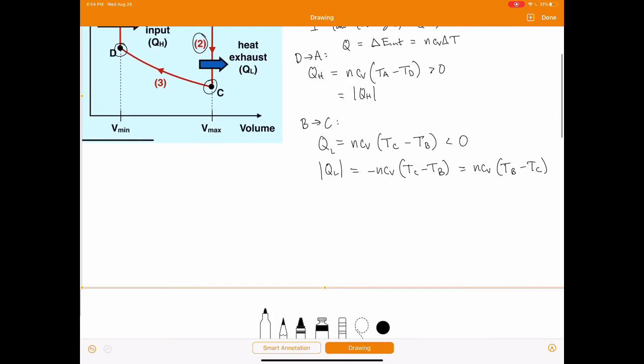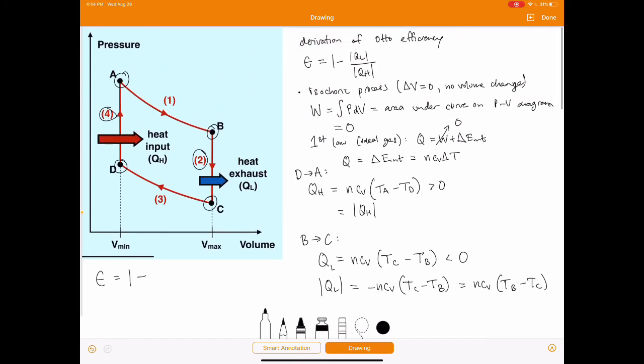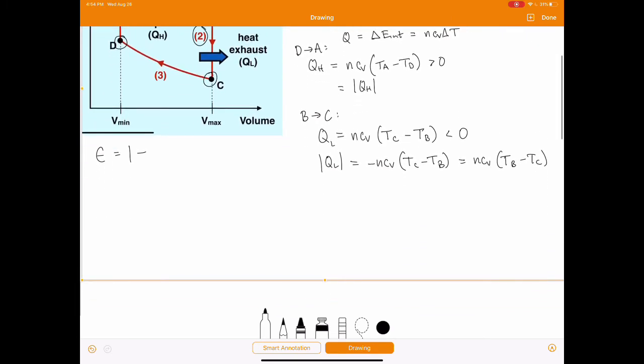Okay, so then our efficiency is 1 minus, remember we have QL divided by QH. QL is nCV times TB minus TC. QH is nCV times TA minus TD. Okay, so n times CV cancels out. Get rid of that.